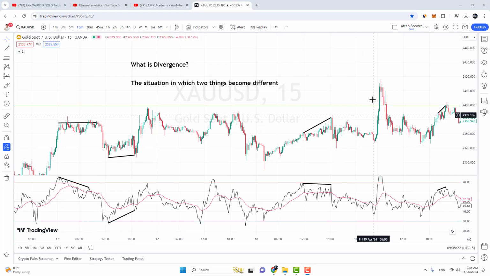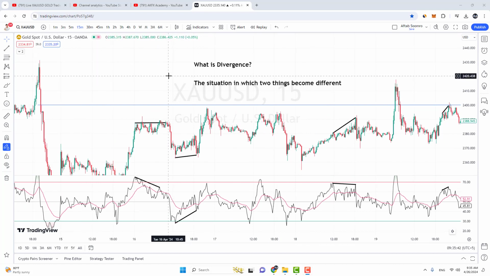Hello and welcome. In today's video, I'm going to show you how to catch amazing trades in gold by using the simple RSI indicator, in which we will see the divergence. Now, first of all, we have to see what the divergence is.